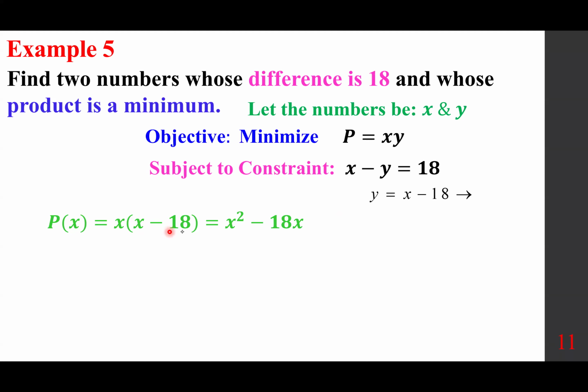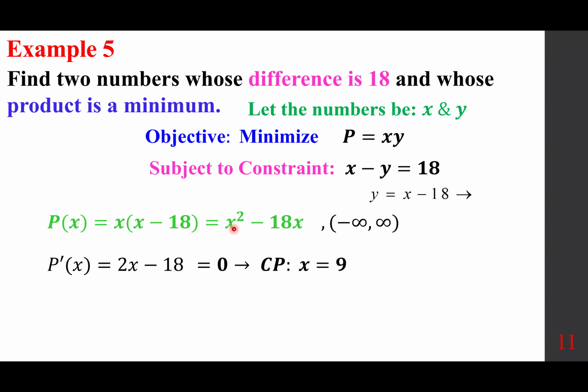For the next step, the domain is all real numbers. Here's the reason. x can be any number. The reason it can be any number: we are minimizing the product, which means if x is 0, the product is 0, that's fine. If one of the numbers is negative, that's even better, the product is negative. So that's why there are no restrictions. And so we differentiate this, we get 2x minus 18. Set it equal to 0, we get x equals 9.